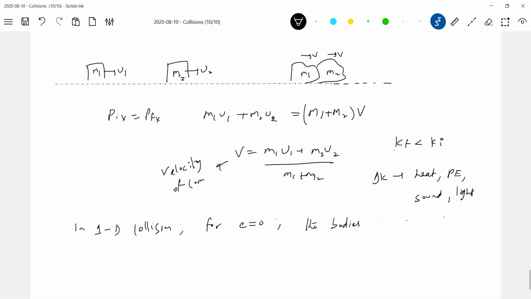Okay, we'll do one thing. The bodies will get stuck and move with a common velocity. And what is that common velocity? Velocity of center of mass.